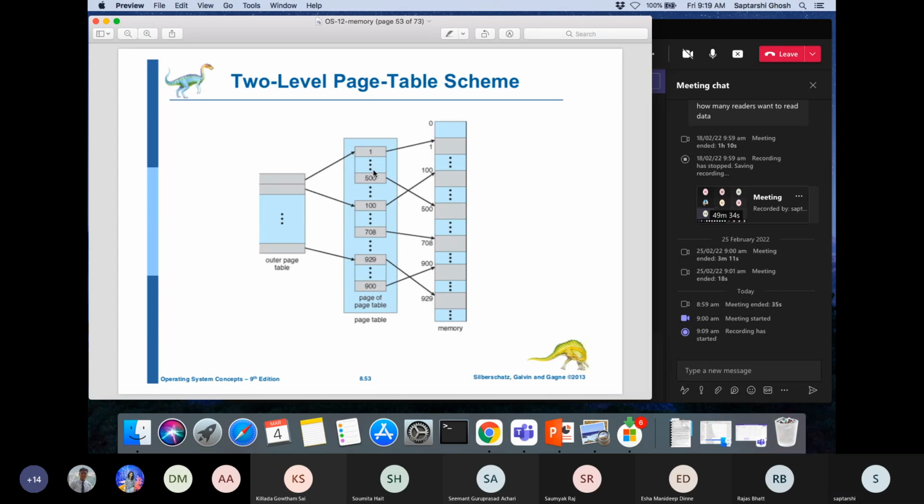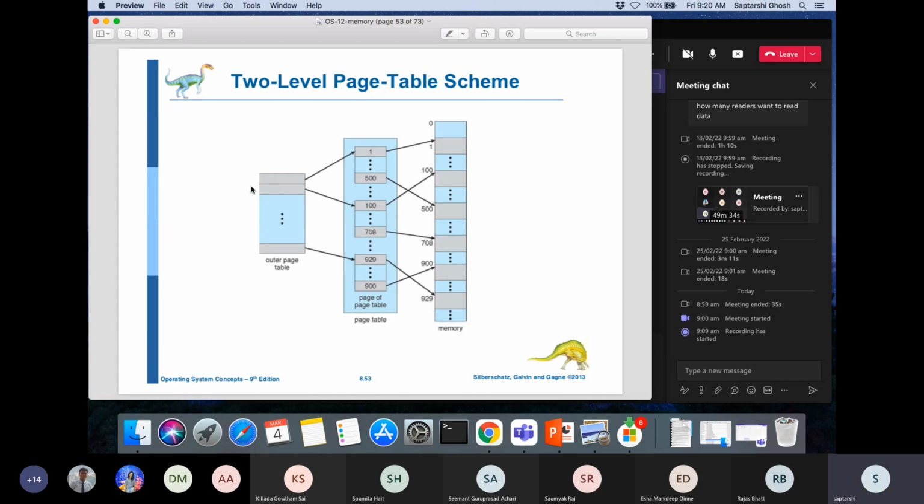Now the idea is that the page table is itself divided into pages. This is the first page of the page table, this is the second page of the page table, and maybe this is the 10th page of the page table. And what is there in these pages of the page table? Simple, what we have understood till now. Basically it contains the frame number. Now, let us assume there are 10 pages of the page table. These 10 pages are also stored somewhere in non-contiguous memory. They are just stored as 10 pages somewhere in the memory. So we add an outer page table. This outer page table is contiguous, and it stores the starting address of each page of the page table.